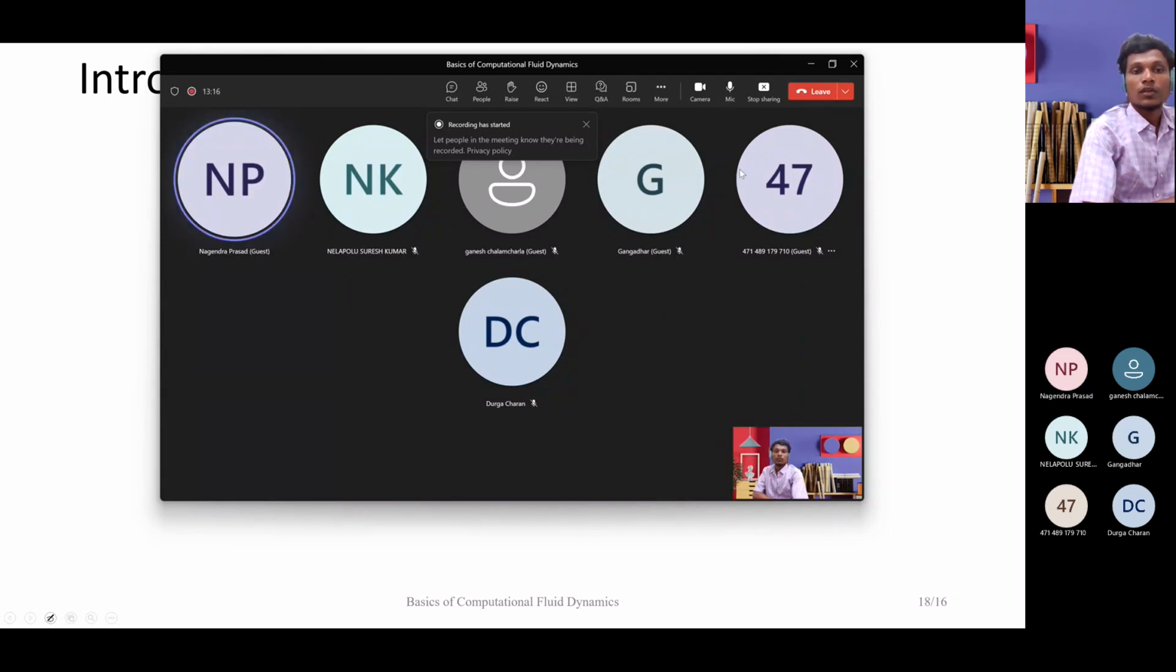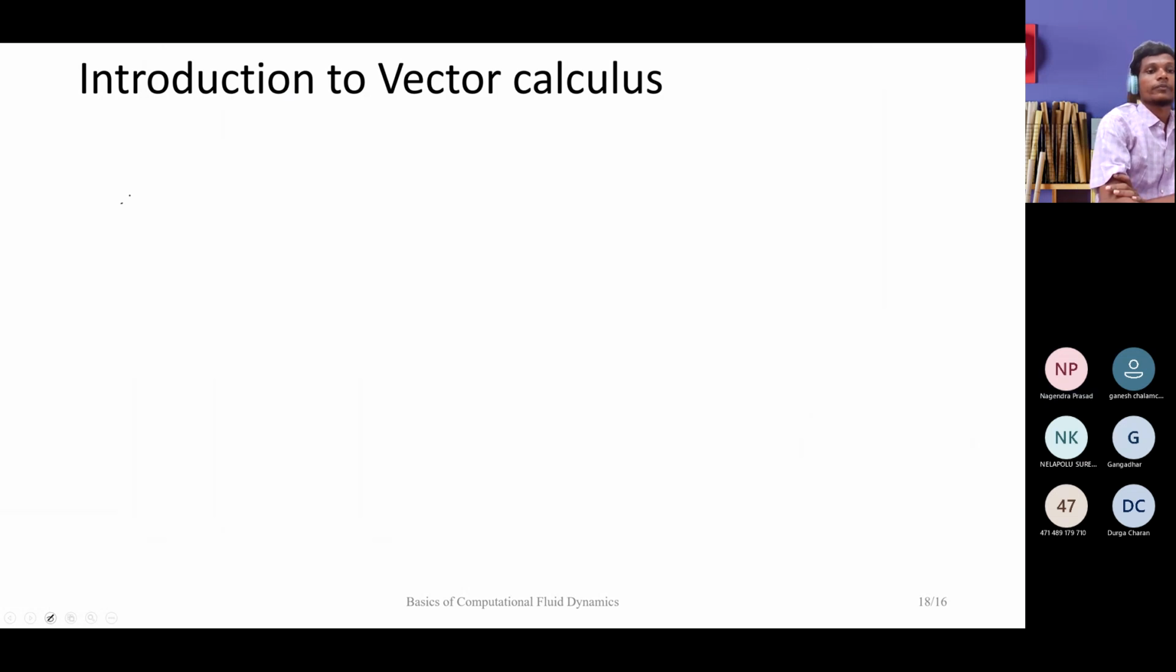Gangadhar sir. Yes, sir. I think we can start, sir. Already we are waiting from past. Okay, sir. Sure. Let us start, sir. Okay, sir. So it's already late, so we are going to start today's class.